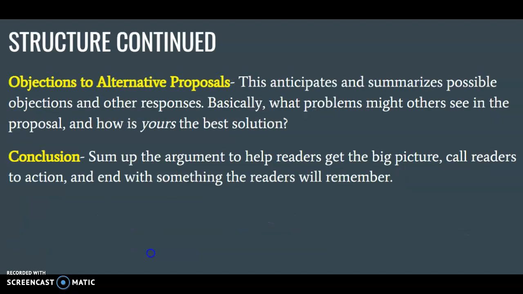From there, you would respond to objections or to alternative proposals. So you would summarize possible objections, basically what problems might others see in the proposal and how is yours the best solution. So you would respond appropriately through rebuttal or concession. And then finally, you have the conclusion, where you sum up the argument to help readers get the big picture, call the readers to action, and of course, end with something memorable.